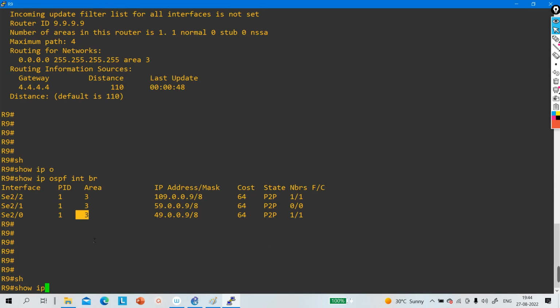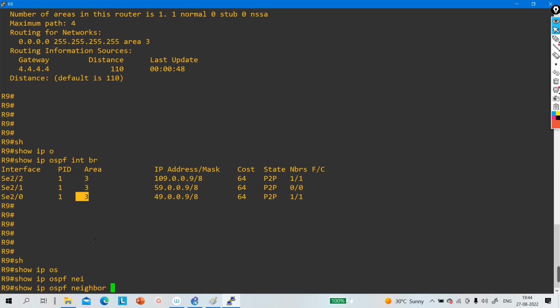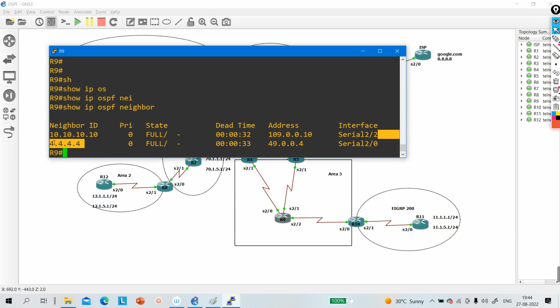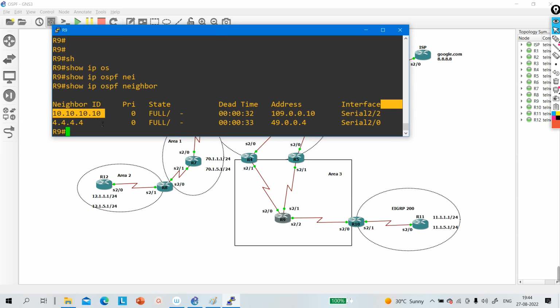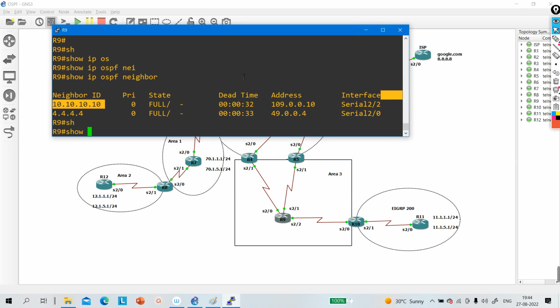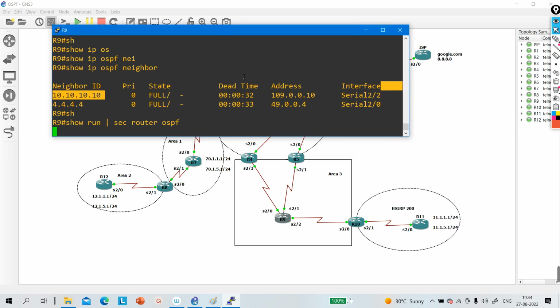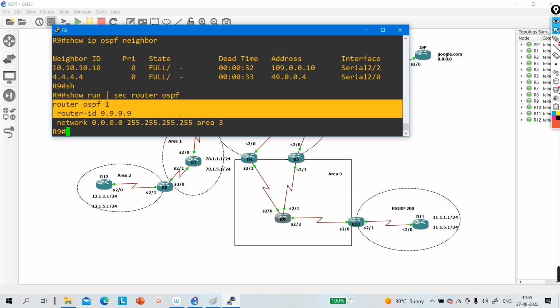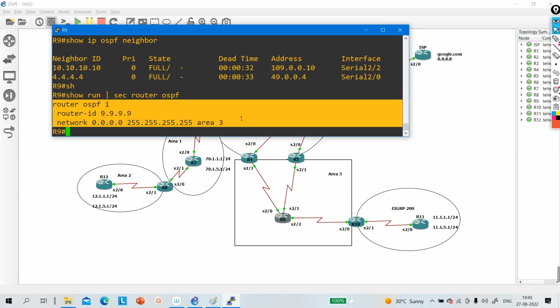So show ip ospf neighbor. There are only two neighbors, 4.4.4.4 and 10.10.10.10. Why not 5.5.5.5? 5.5.5.5 should also be a neighbor of router 9. Let me check the configuration. So show run section router ospf. Guys, this is troubleshooting. Why is 5.5.5.5 not a neighbor? The OSPF configuration on router 9 is fine, there is no problem.